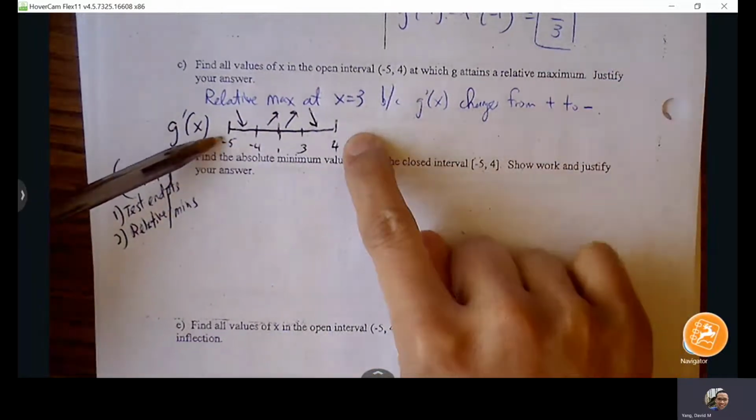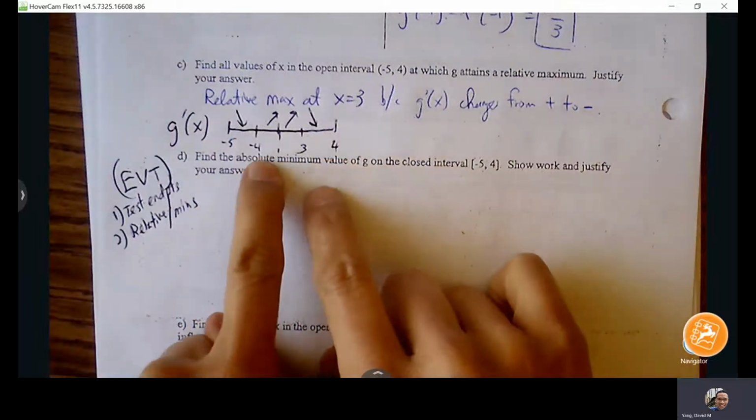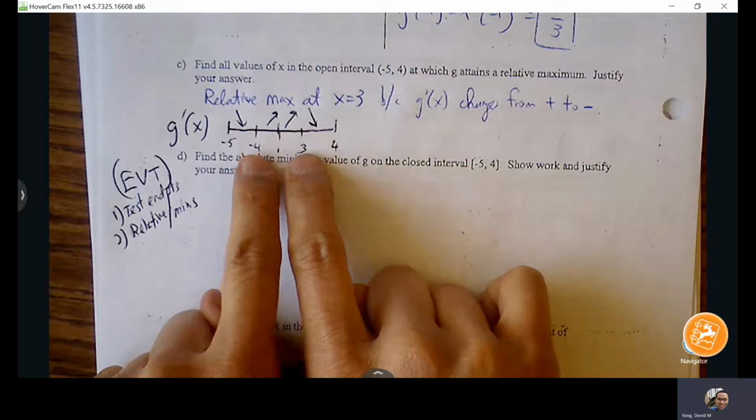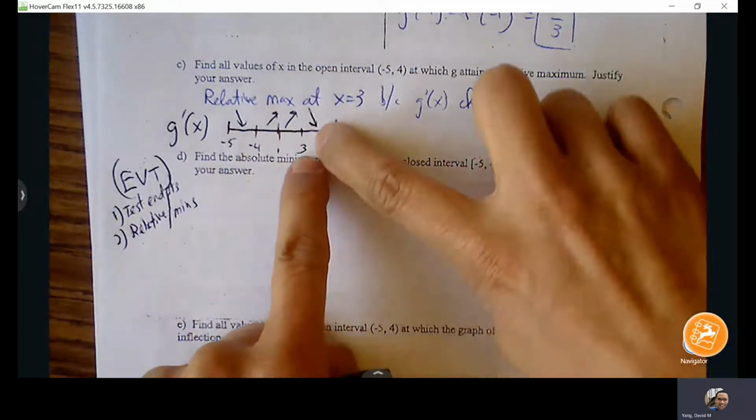There are no other candidates that we have to worry about. So we're definitely going to test -5 and 4. We have a relative min at -4. We have a relative max at 3. But why in this case can we maybe not worry about 3?